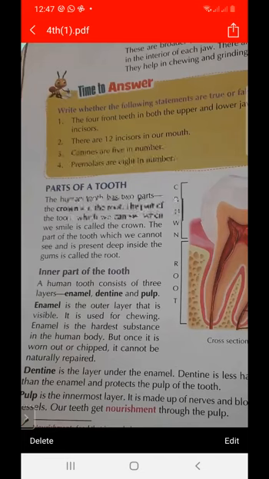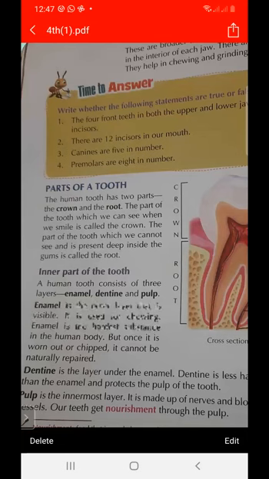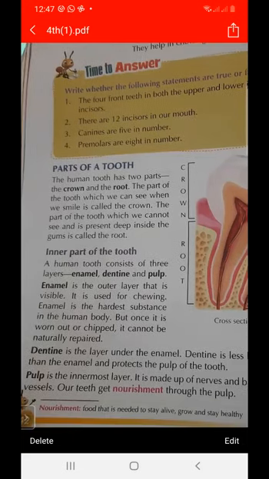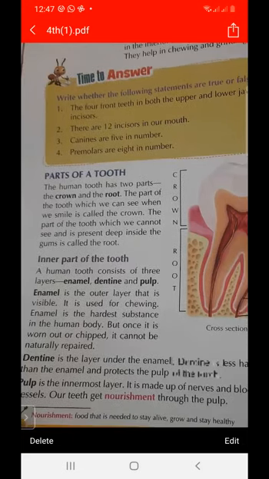And what are the inner parts of the tooth? It is shown in the figure. It has three layers: enamel, dentine, and pulp. First is enamel. This is the outer layer and it is visible.